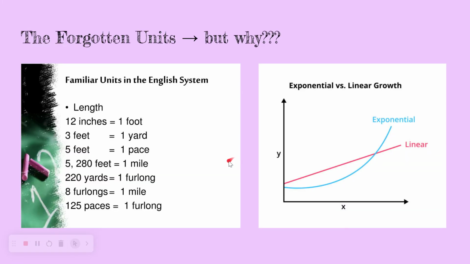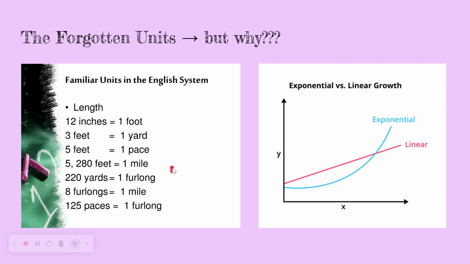Okay. I thought it'd be fun to share some trivia. In the English system, there's other units of measure. For example, furlongs. 8 furlongs is a mile. 220 yards is a furlong. 5 feet is a pace. 125 paces is a furlong. So there's some forgotten units that we don't obviously use on a day-to-day basis. I'd not heard of these before I researched for this slideshow. But I think it's cool to note, right?